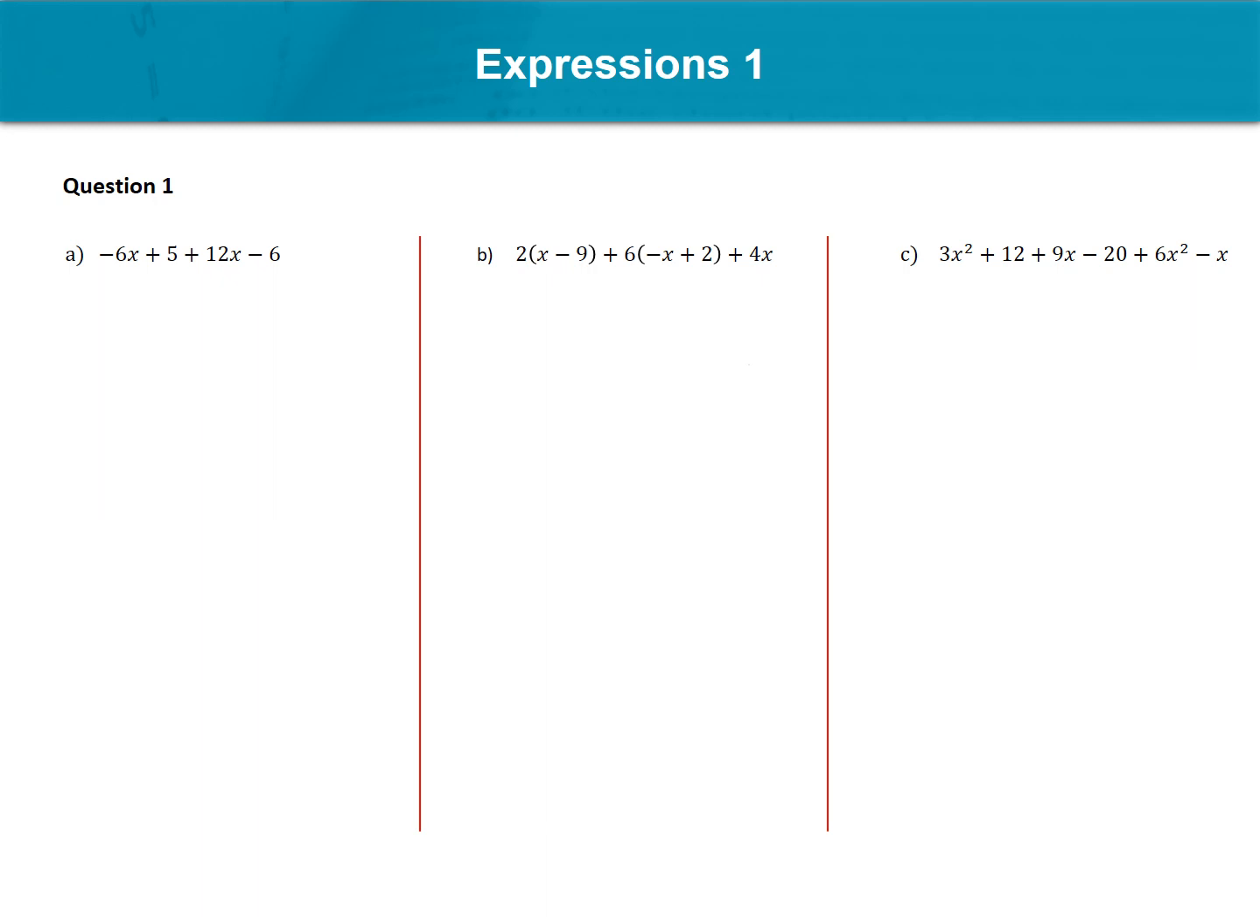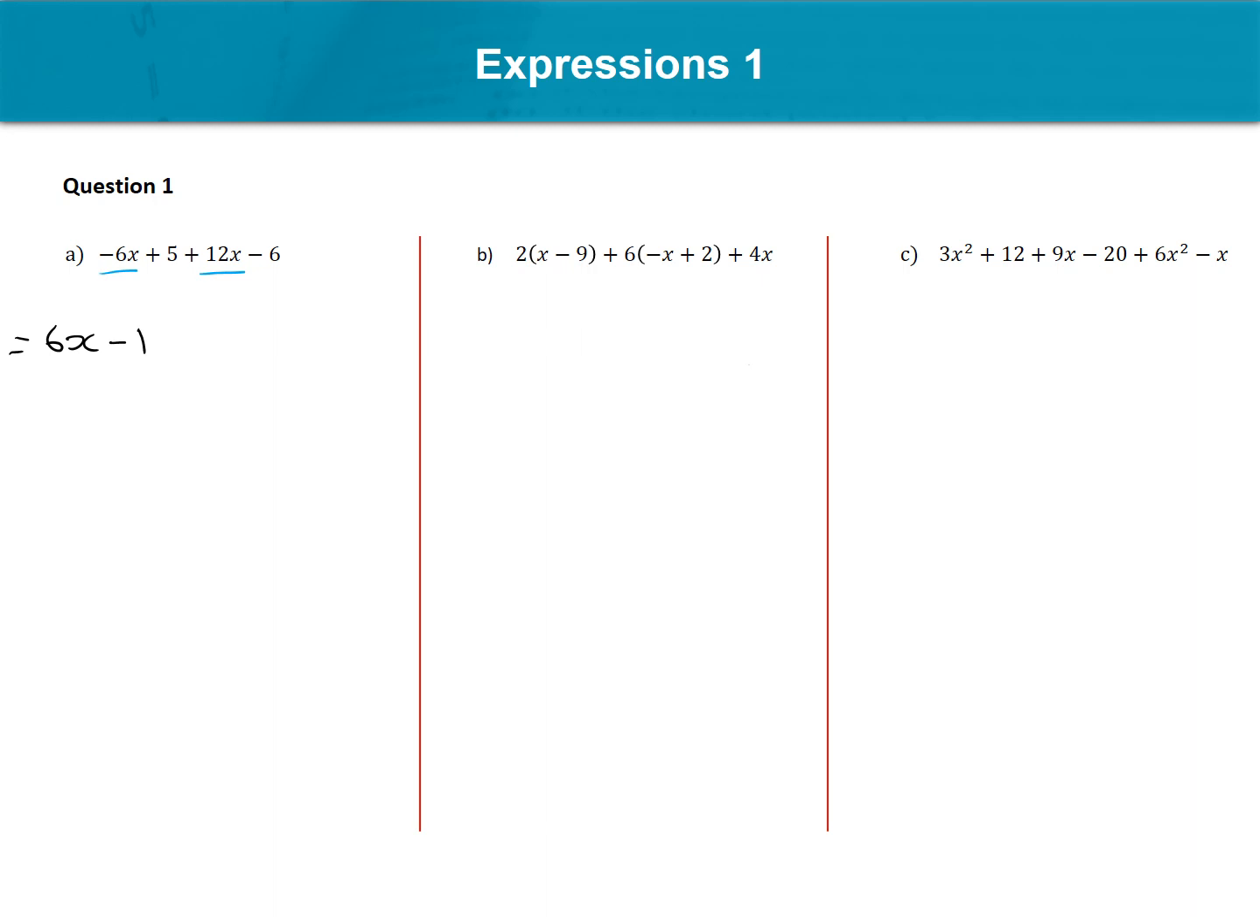So let's get started. Question 1a. We have minus 6x plus 5 plus 12x minus 6. So we can add or subtract like terms. Minus 6x plus 12x gives you 6x. And then plus 5 minus 6 gives you minus 1. And that's as far as we can simplify this expression.